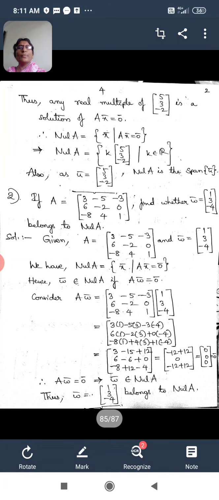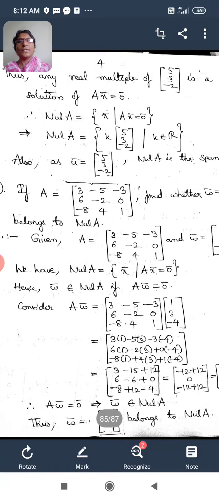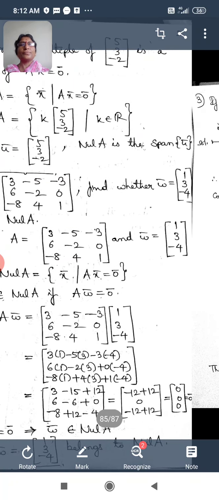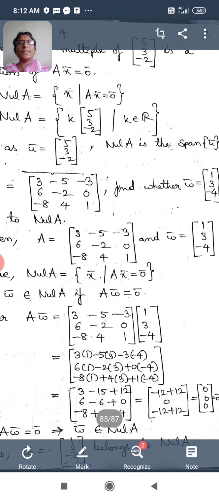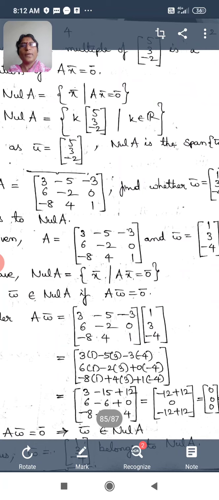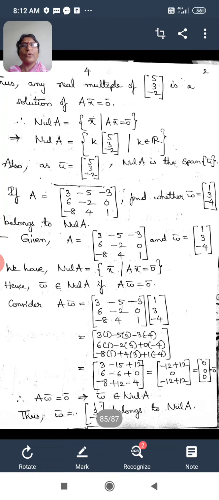Also, u bar is equal to (5, 3, -2), as given in the problem. In the first part of the problem we have seen that u bar is equal to the column vector (5, 3, -2), and when k is equal to 1, u bar belongs to null A. When we take the scalar multiple of (5, 3, -2) with k as a fixed real number 1, then we can see that u bar belongs to null A. So null A is in the span of u bar.